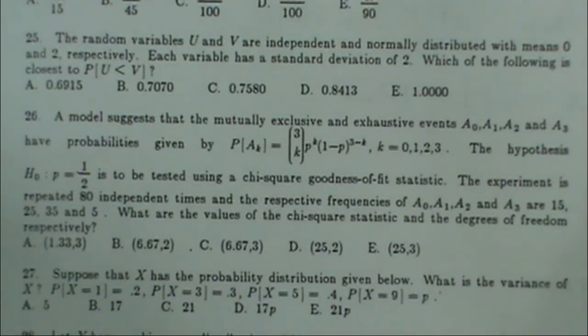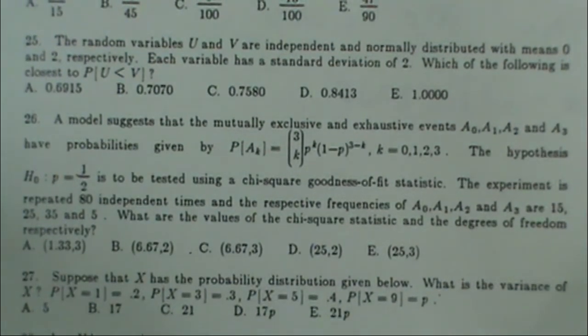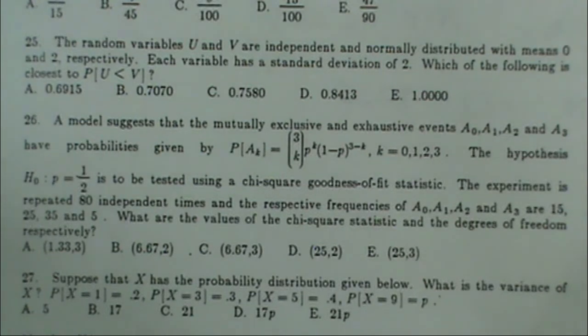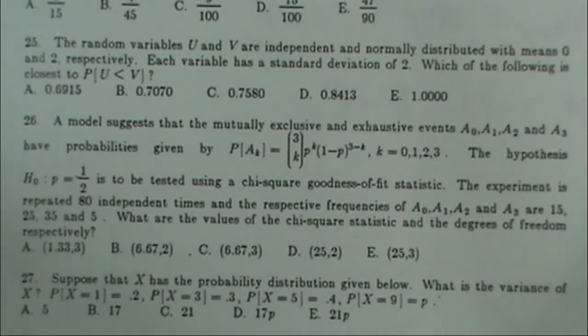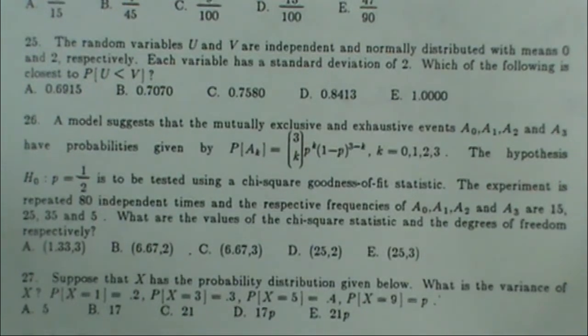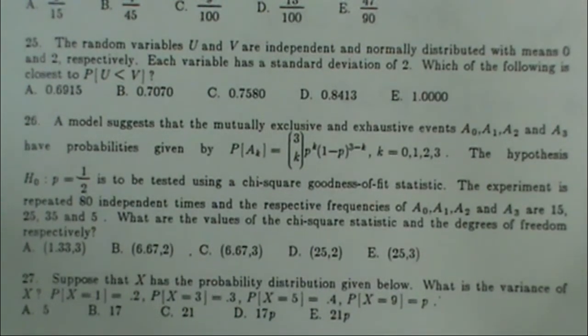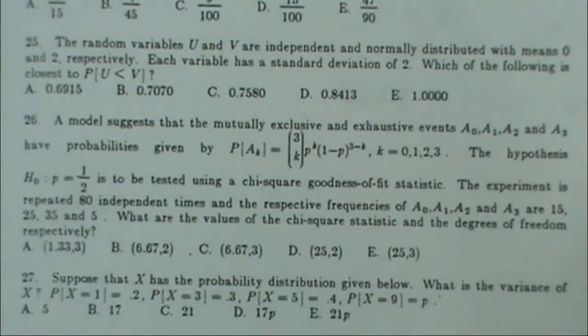Number 26. A model suggests that the mutually exclusive and exhaustive events A0, A1, A2, and A3 have probabilities given by the probability of Ak equal to this equation. The hypothesis that p is equal to 1/2 is to be tested using a chi-square goodness of fit statistic. The experiment is repeated 80 independent times, and the respective frequencies of A0 through A3 are 15, 25, 35, and 5. What are the values of the chi-square statistic and the degrees of freedom, respectively?